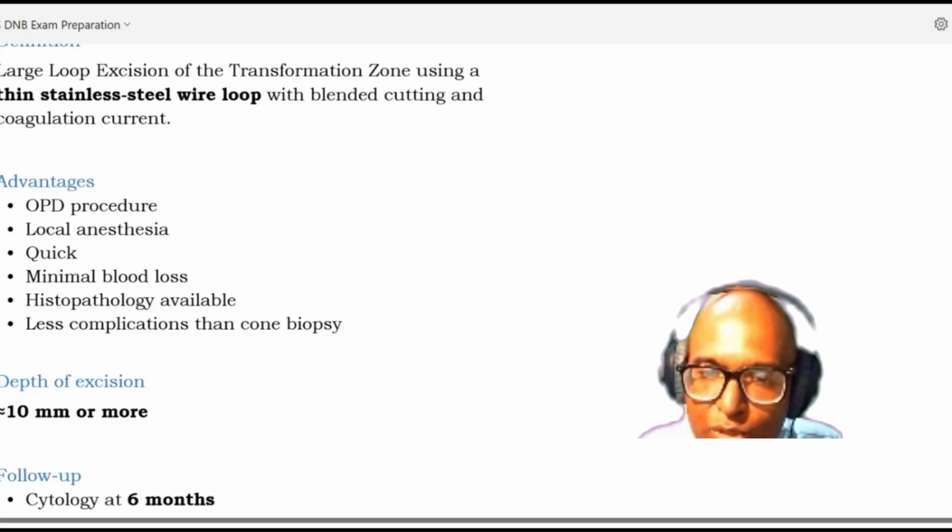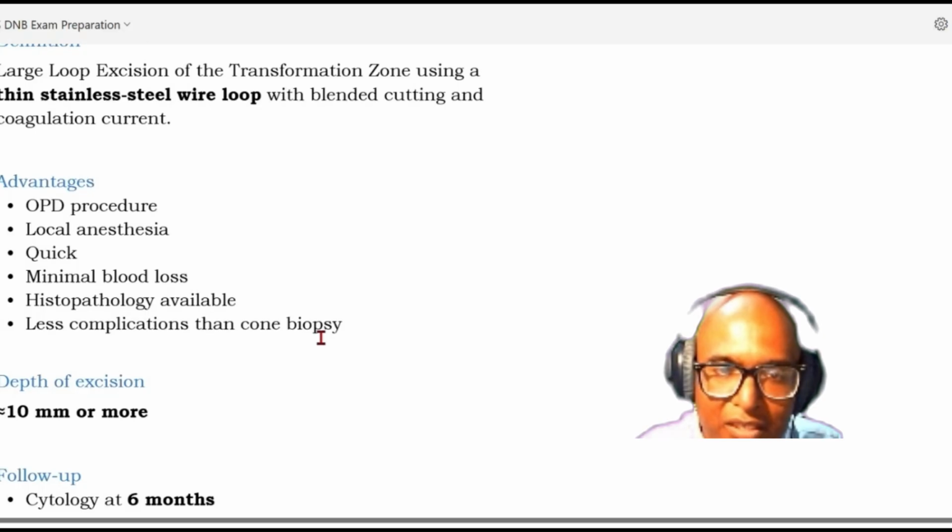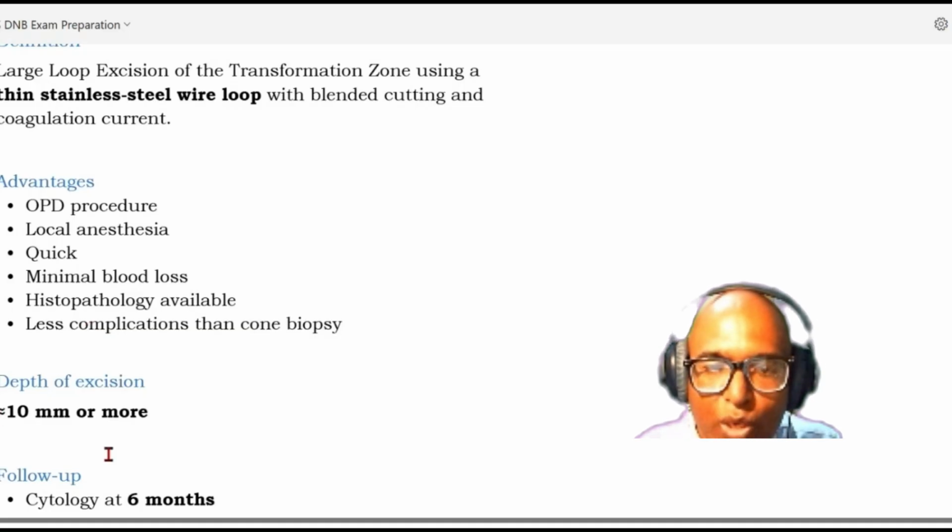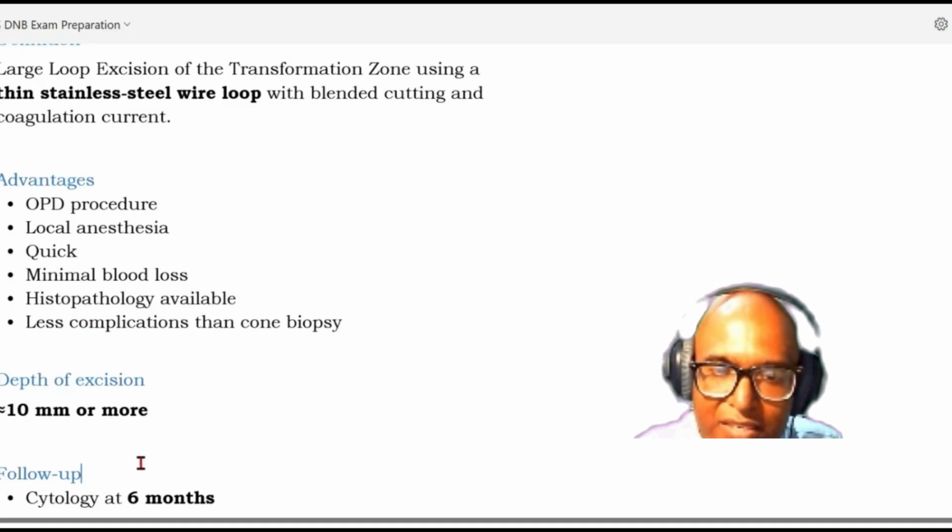Okay, so this is most important. Cone biopsy has more blood loss, whereas this is an OPD procedure. With cone biopsy, you will require anesthesia and theater. Okay, the depth of excision is 10 millimeter or more with the LEEP.